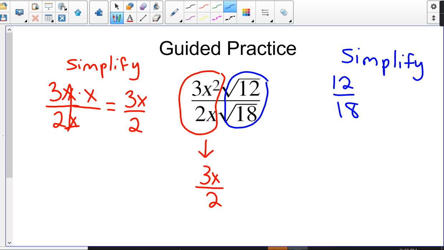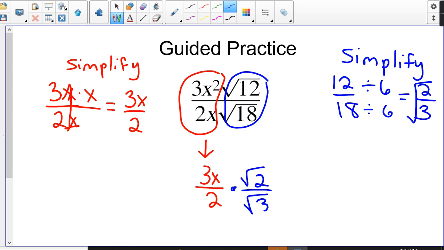So I see that 12 and 18 are also divisible by 6. They both have a factor of 6. So I do 12 divided by 6 and 18 divided by 6. I'll get this in simplest form. 12 divided by 6 is 2. 18 divided by 6 is 3. Now remember that this is the stuff that was inside the radical. So I'm going to bring it over here with the radical, but we said we could split that back up into root 2 over root 3.